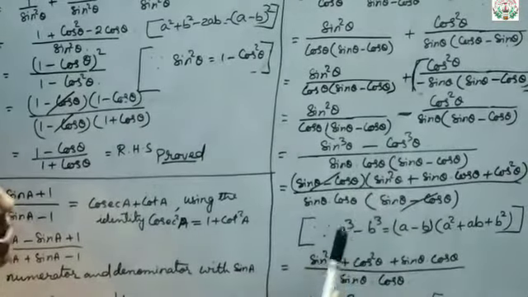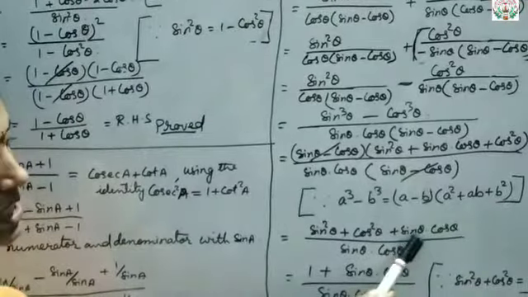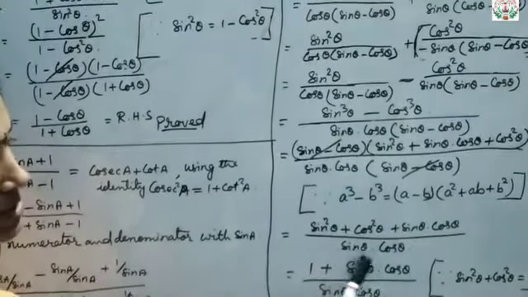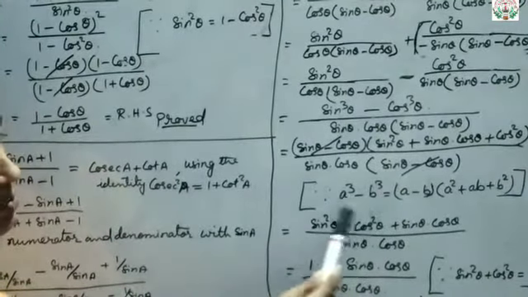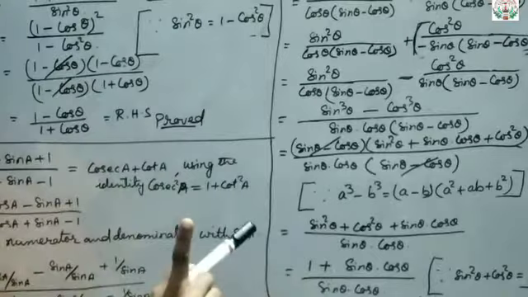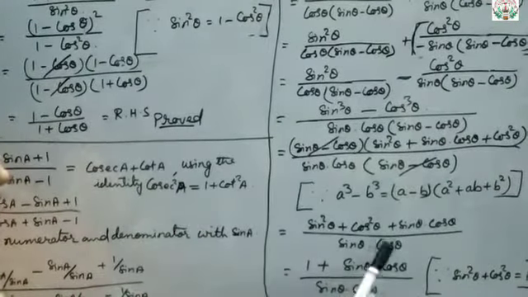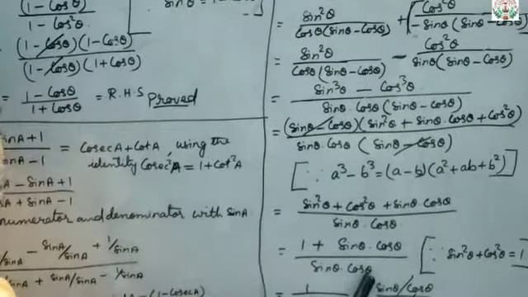So now what is left out in the numerator? That is sin square theta plus cos square theta plus sin theta into cos theta. Denominator, what is left out? That is sin theta into cos theta. We know that this sin square theta plus cos square theta value is 1. I have given you the formula. So that will be 1 plus sin theta into cos theta upon sin theta into cos theta.